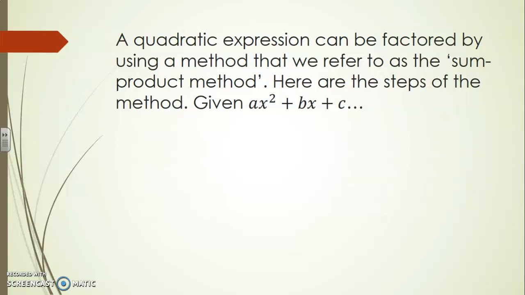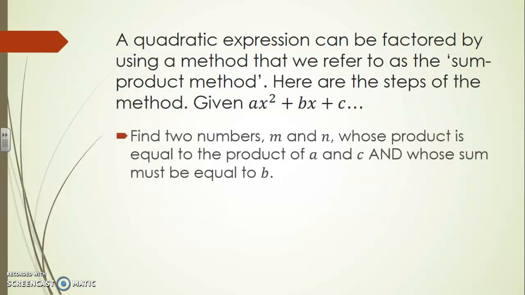A quadratic expression can be factored by using a method that we refer to as the sum product method. Here are the steps of this method. Given a quadratic expression, ax squared plus bx plus c, our first step will be to find two numbers, m and n, whose product is equal to the product of a with c, and also have a sum that matches the value of b. In other words, m times n must equal a times c, and m plus n must also equal b.